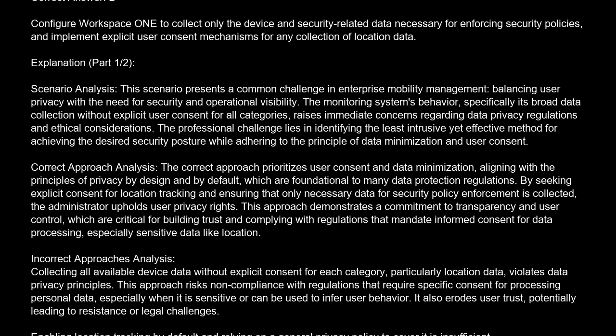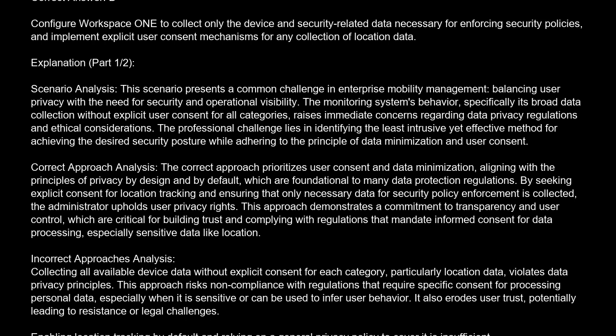Explanation. Scenario analysis. This scenario presents a common challenge in enterprise mobility management, balancing user privacy with the need for security and operational visibility. The monitoring system's behavior, specifically its broad data collection without explicit user consent for all categories, raises immediate concerns regarding data privacy regulations and ethical considerations. The professional challenge lies in identifying the least intrusive yet effective method for achieving the desired security posture, while adhering to the principle of data minimization and user consent.